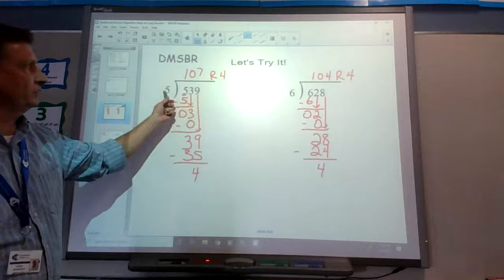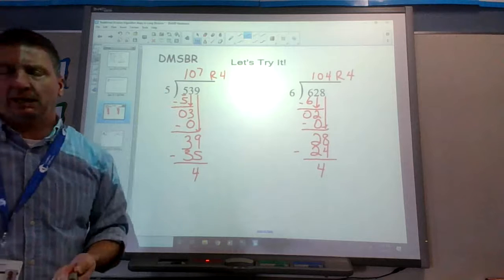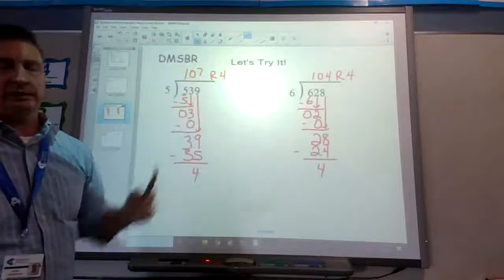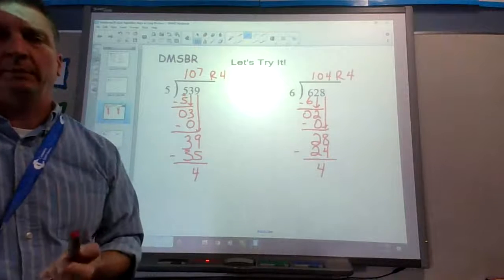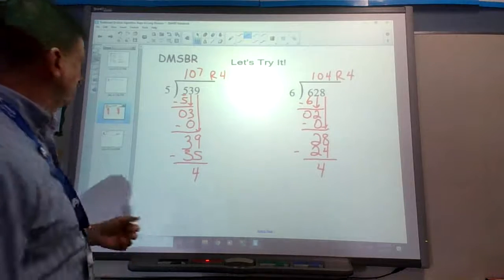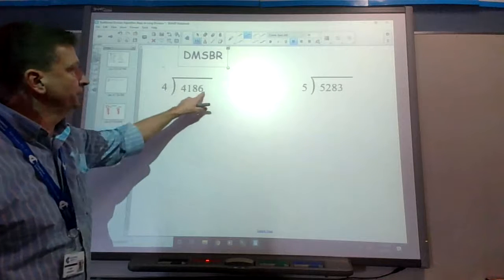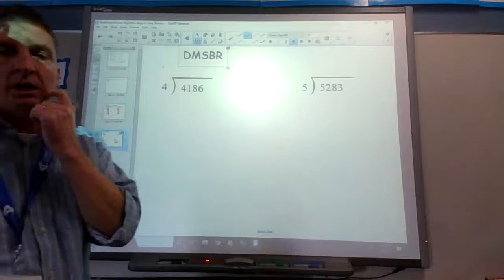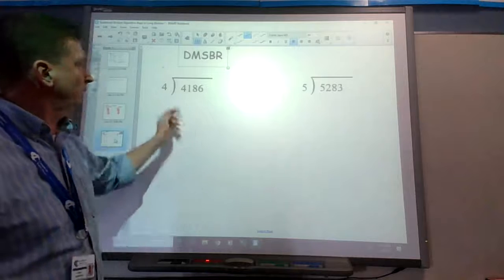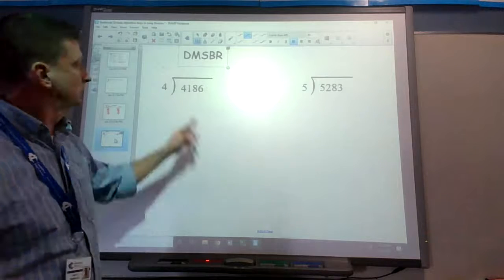Same with this one. I know that 5 goes into there about 100 times. So if I don't get the 0 right in my quotient, I'm going to have huge problems with my answer. Let's try a 4-digit one here. So if I have a 4-digit number I want to divide out, same situation.